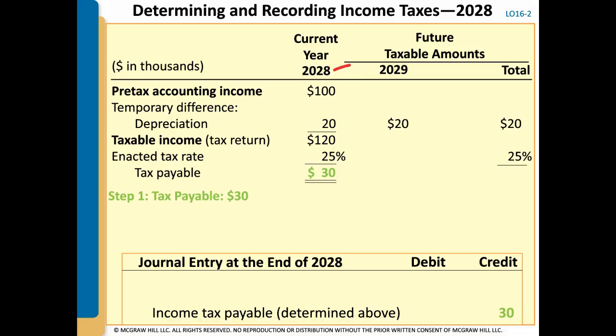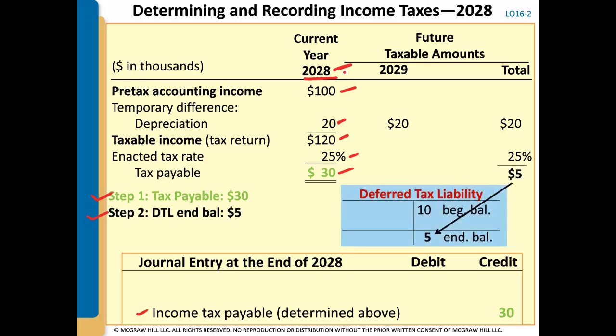Let's go into now the following year in 2028. Our pre-tax accounting income is $100. We know we're going to add back $20 of that depreciation because we already took it for tax purposes in 2027. So our taxable income in 2028 is $120, multiplied by the enacted tax rate gives us a $30 income tax payable. So step one, calculate your income tax payable. You're going to credit income tax payable for $30.